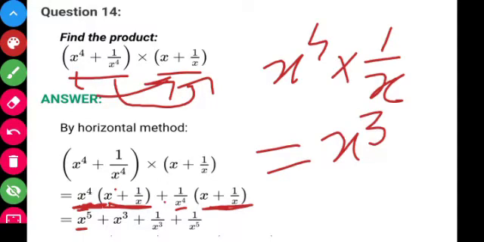Understand? Because when it goes upside, then it will be 4 minus 1. So the power will be 3. So it is x cube. Understand?